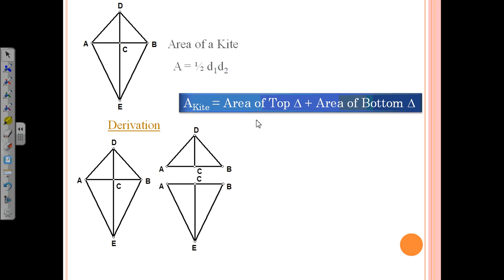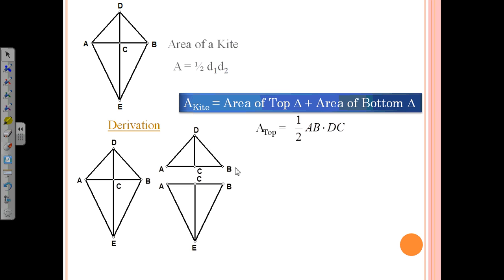A kite could be considered two triangles attached together, either at AB, or I could have cut it down the line here and had a triangle on the left and right. What we're going to do is the top and the bottom. So the area of our kite is going to be the area of the top triangle added to the area of the bottom triangle. And we have a formula for the area of a triangle, right? 1/2 base times height. So let's start this off.